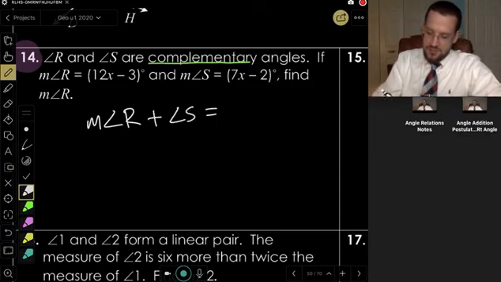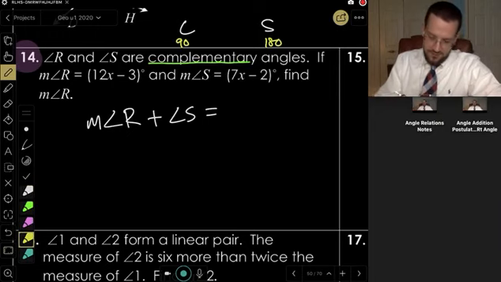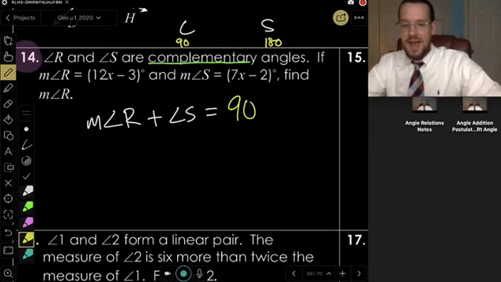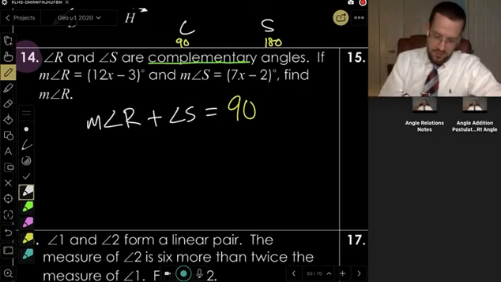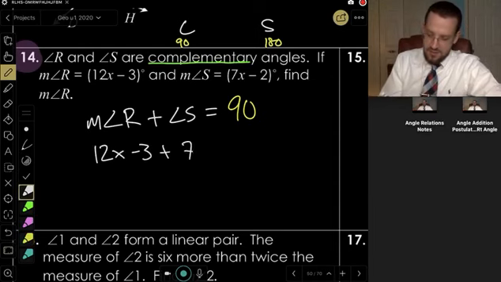Which letter comes first in the alphabet, C or S? So which number is lower? And yes, you will find that complementary, because C comes before S in the alphabet, it is the smaller letter, it is the smaller number. So we can just dump our values in here. 12x minus 3 plus 7x minus 2 is equal to 90. And that is because they are complementary.